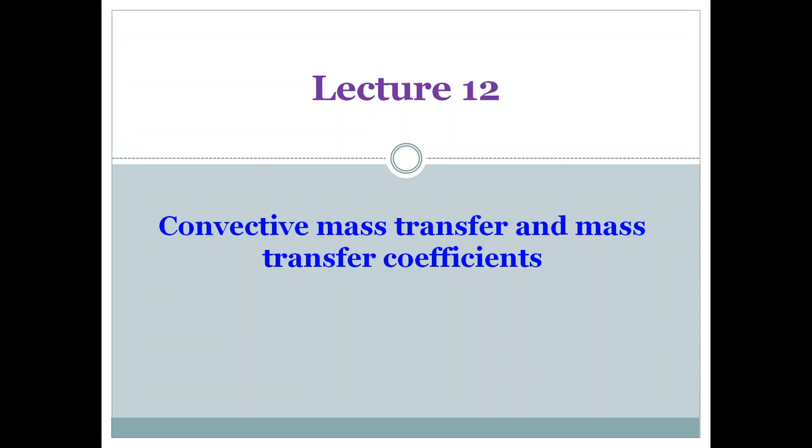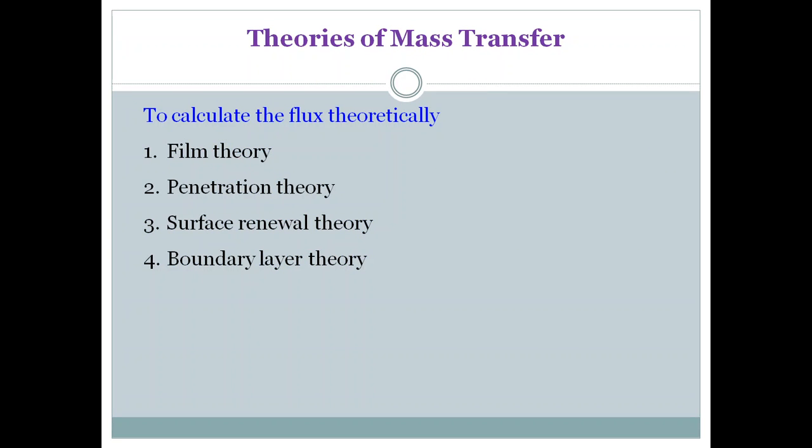But people tried some theories, and that we will discuss, and there we will get some feeling for how the mass transfer coefficient varies with delta, and how it varies with DAB. We will get some ideas. So let's discuss these theories for the calculation of mass transfer coefficients.